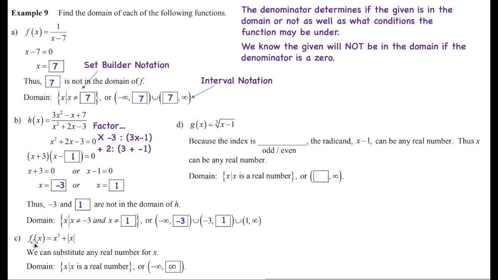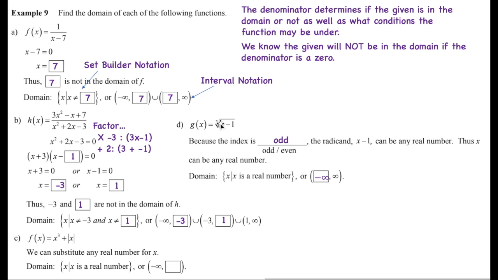And finally, letter D, we have g of x is equal to the cube root of x minus 1. Our index is odd, and our index being odd tells us that for any value of x, we can actually find its root because it's any real number because it's an odd index. Thus, our domain is any real number, so x such that x is a real number, or from negative infinity to positive infinity.